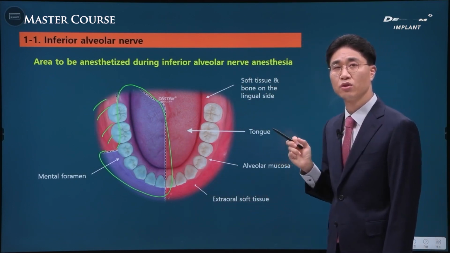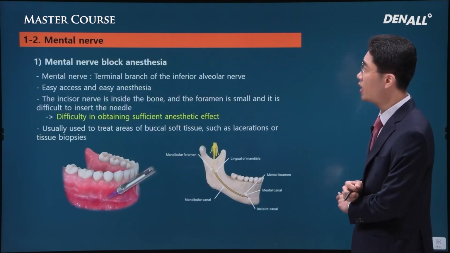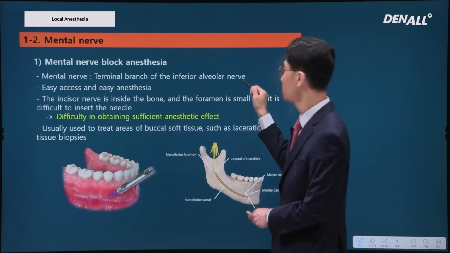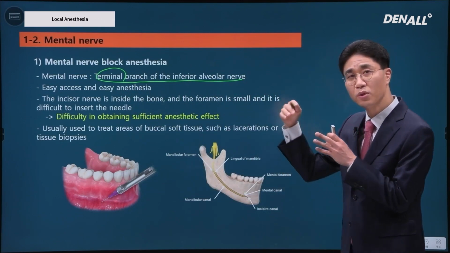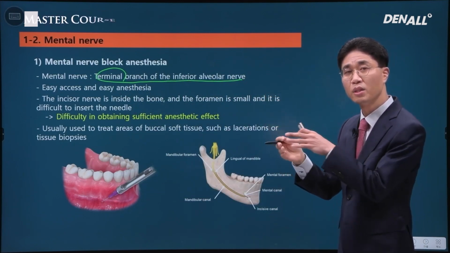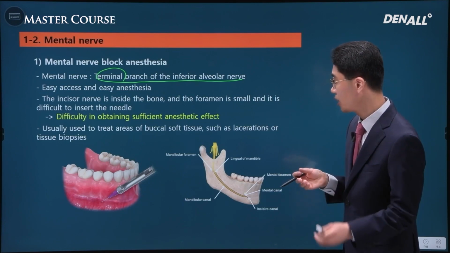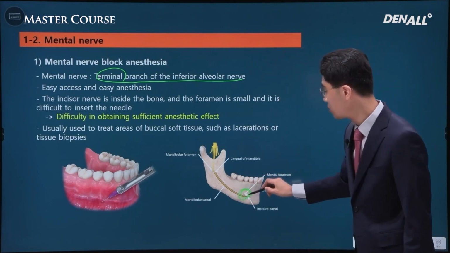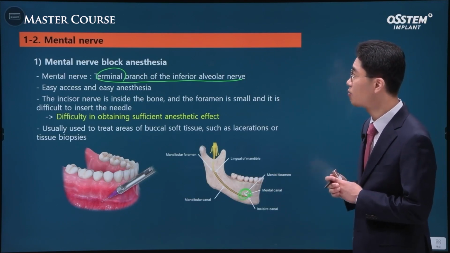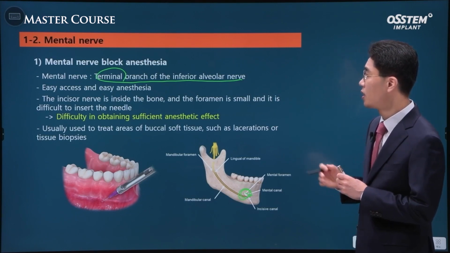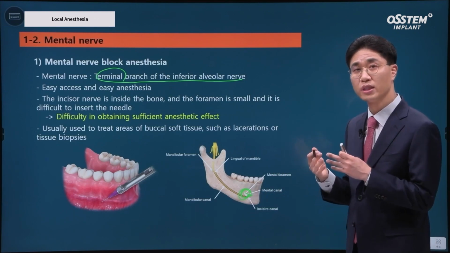When we look at the mental nerve, as you all know, this is a terminal branch of the inferior alveolar nerve. The inferior alveolar nerve goes into the mandibular foramen and comes out towards the mental foramen through the mandibular canal. The branch that comes out towards the mental foramen is called the mental nerve. Doing block anesthesia on the mental nerve means that we need to target the mental foramen area. We can check the location on the X-ray image.